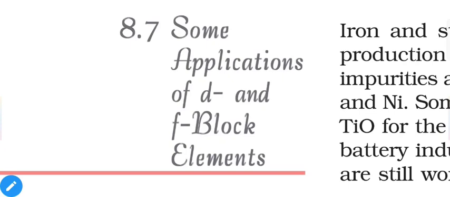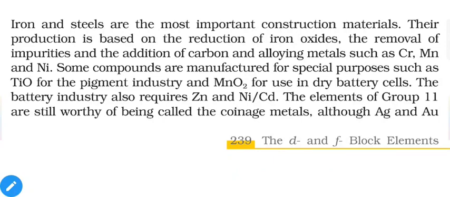And last short point, some applications of d and f block elements. So in this last point we have some of the most important uses of metals, because d orbital metals are among the most used metals, as for example iron. A few of the examples mentioned here are already known by us, and a few will be new for us. So iron and steel are the most important construction materials.